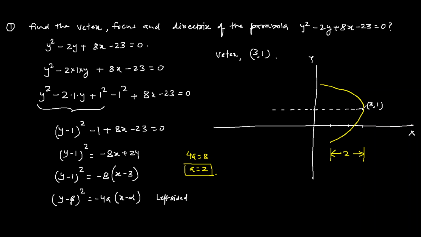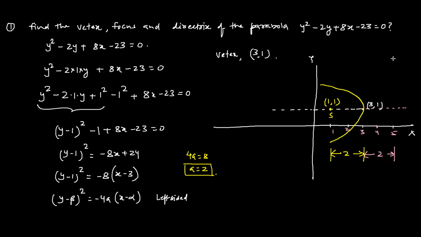So it means the focus has to be at 1 comma 1. This point is the focus, because the distance of focus and vertex is 2. And for the directrix, the distance of directrix from the vertex is also 2. So this is 1, 2, 3, 4, 5. This distance is 2.